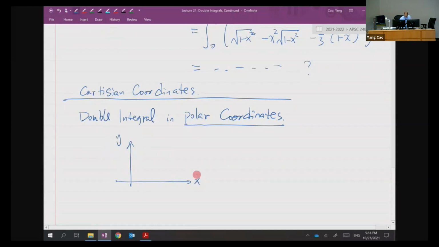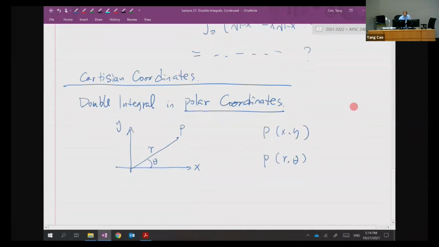So here's the Cartesian coordinates, x, y. You can describe the location of a point P with a pair of coordinates, x and y, right? The other option is you can describe the location of the point P using another pair of parameters. Here we can use the parameters r and theta. So you can basically use another pair of parameters to describe its location.